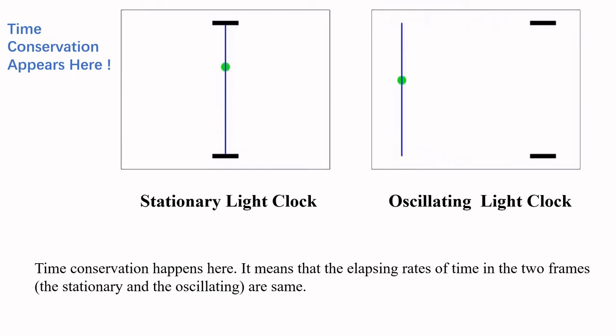Here we compare the stationary light clock and the oscillating light clock, and we can see that time conservation happens here. It means that the elapsing rates of time in the two frames are the same.